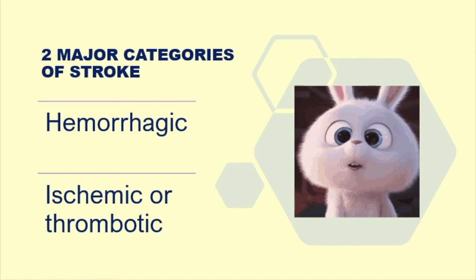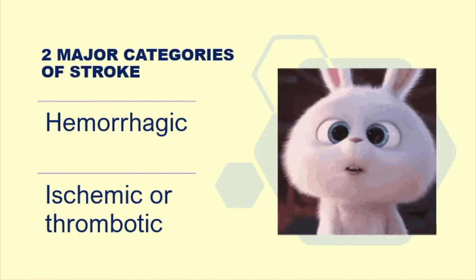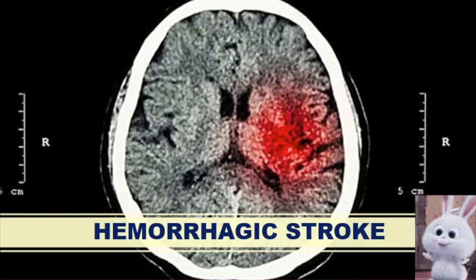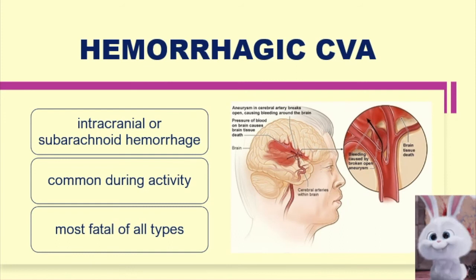Then we have your hemorrhagic stroke. Let's talk about your hemorrhagic stroke. Class, in your hemorrhagic stroke, this term implies hemorrhage, so there is bleeding. Now, in your hemorrhagic stroke, this could be caused by your intracranial or subarachnoid hemorrhage. Class, it commonly occurs during activity, and it is considered to be the most fatal of all types of stroke. This could be caused by your aneurysm. This could be caused by a sudden increase in the blood pressure, leading towards rupture of your blood vessels, resulting in hemorrhagic stroke.